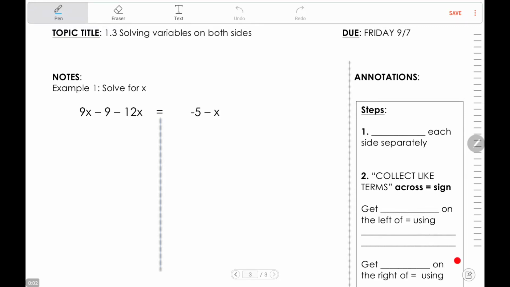On Thursday, we talked about solving with variables on both sides. Here's your more formal lesson for that, and we're going to continue to do solving with both sides on Friday. So, let's start with our steps.